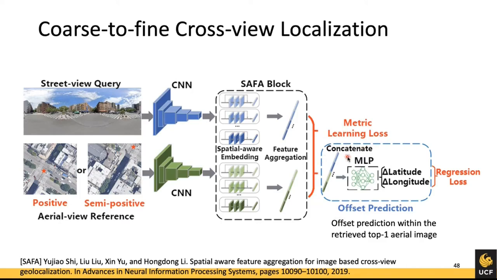Once you have the retrieved top-one image, we want to refine the prediction, because now the GPS coordinate of the query location is not located at the center of the reference. It has some offset, so we want to predict that offset. That's why we add another branch, which uses just a couple of MLP layers.